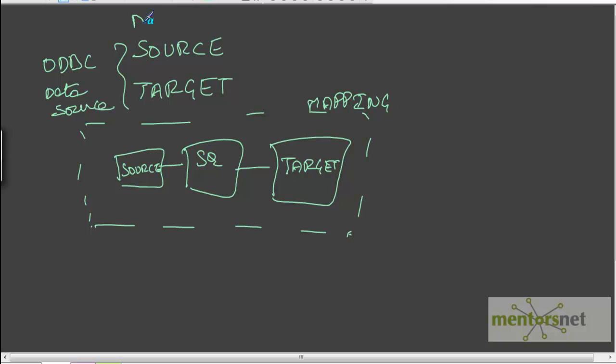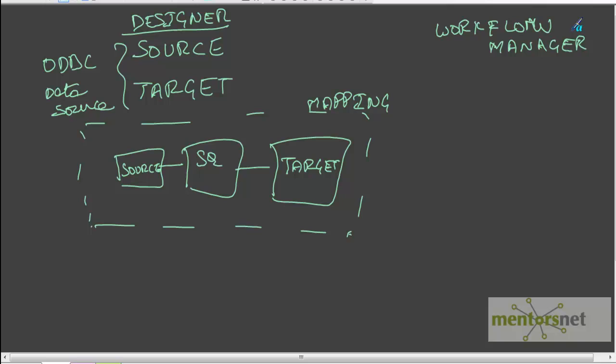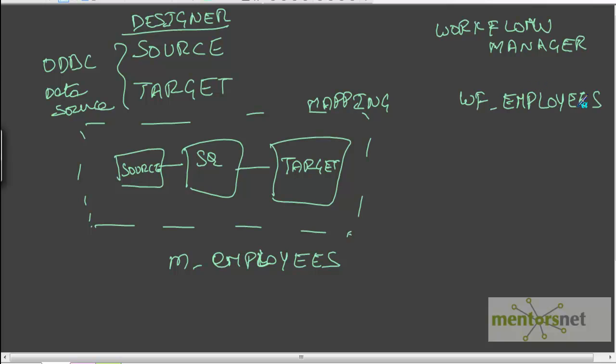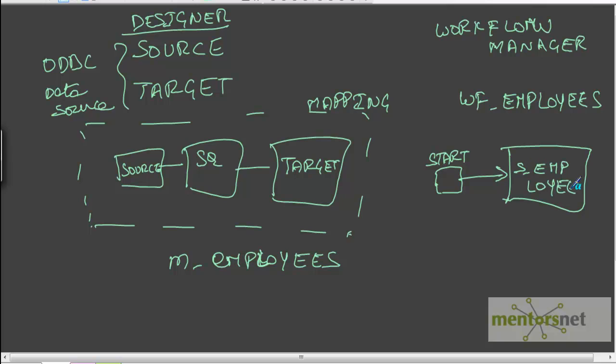So this whole part we have done in the Designer tool. Now let's see what the Workflow Manager is. Last session I created the m_employees mapping, and now I'm going to create a workflow called wf_employees, which will start with the start button and connect to a session called s_employees. This session will call this mapping, and we can specify the source and target connections in the session. So when we start this workflow, this session will run and load the data from the HR schema to the target schema.